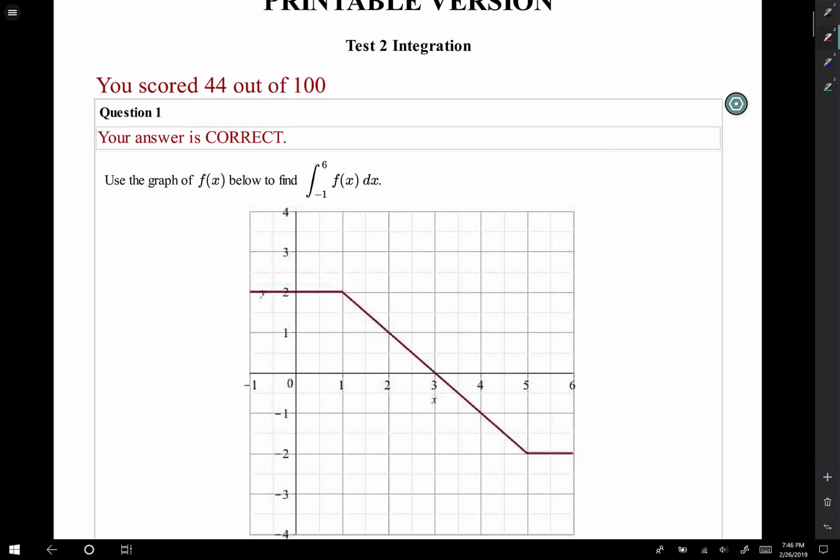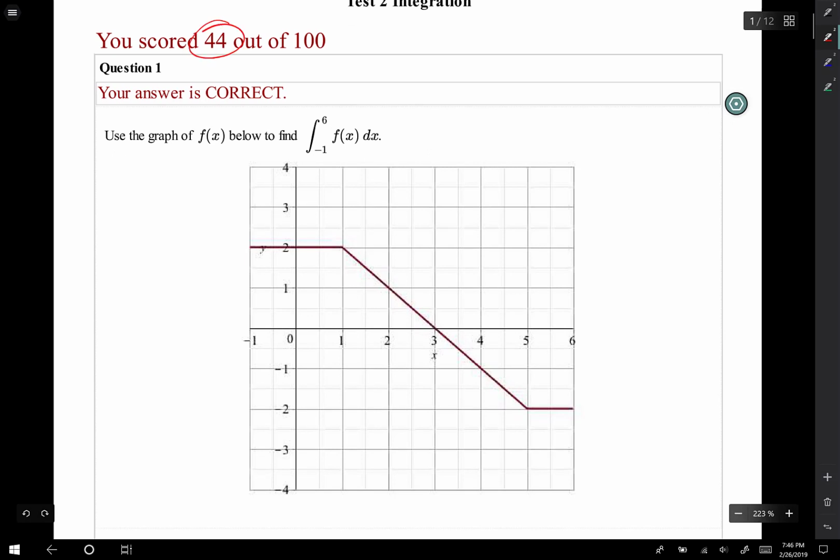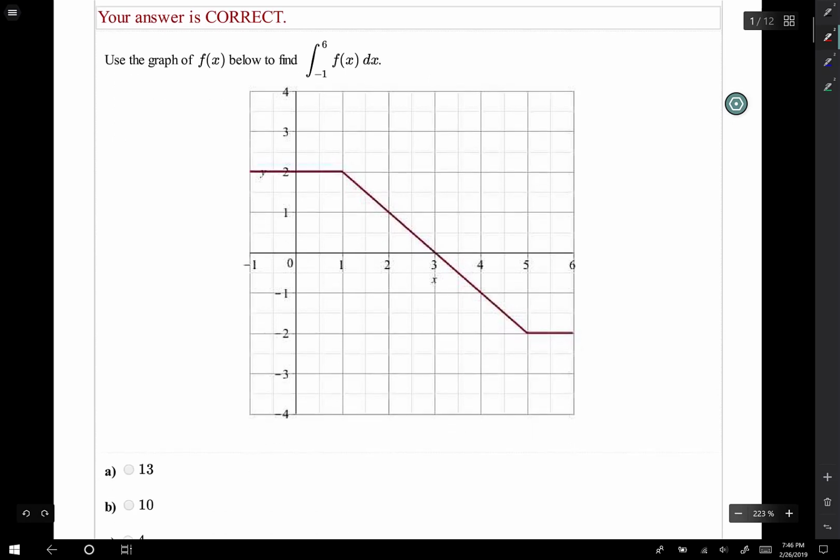UH test 2. This is some random one. 44, not bad for a first attempt. And let's get this going. So this right here just means area. So I'm going to calculate this area here in red. I'm going to calculate this area here in blue. And I'm going to add those two up. So it looks like just trapezoids, guys.